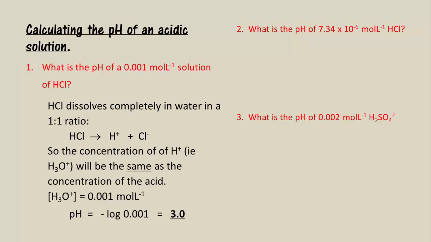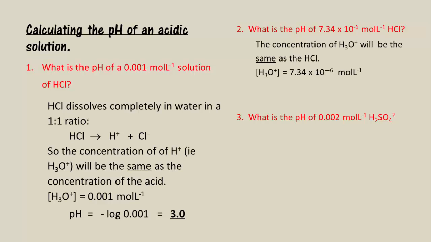Question 2. What is the pH of this concentration of hydrochloric acid? Same acid as before. The concentration of the hydronium ions will be the same as the HCl because that dissolves and dissociates in a 1-to-1 ratio. So the hydrogen concentration is the same value. Once we know that, we can calculate the pH. Now you should definitely try inputting this one into your calculator to make sure you are using the correct functions. You should be using the EXP button to put the exponent form in. The answer you should get is 5.13. Make sure that you do.